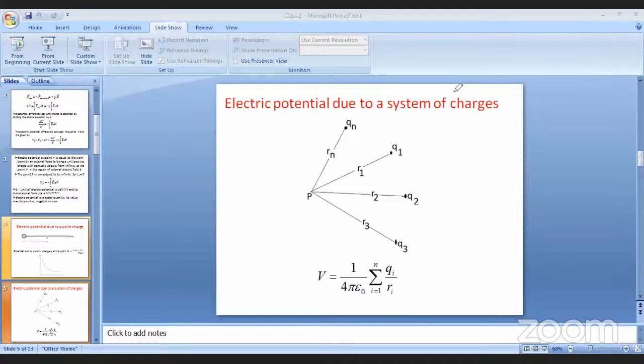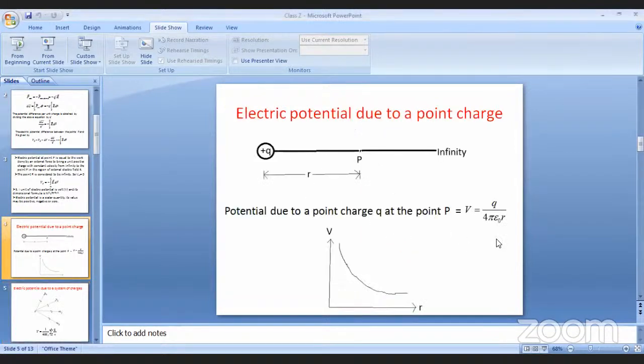For Coulomb's law the superposition principle can be applied, and for electric field also the superposition principle can be applied. In order to find the net electric potential at this point P due to all the other charges, you have to go for summation like this: V equal to 1 by 4 pi epsilon naught, sigma i equal to 1 to n, qi by ri. Here 1 by 4 pi epsilon naught is a constant. The general equation for the electric potential due to a point charge is V equal to 1 by 4 pi epsilon 0, q by r. That has been mentioned in the previous slide.